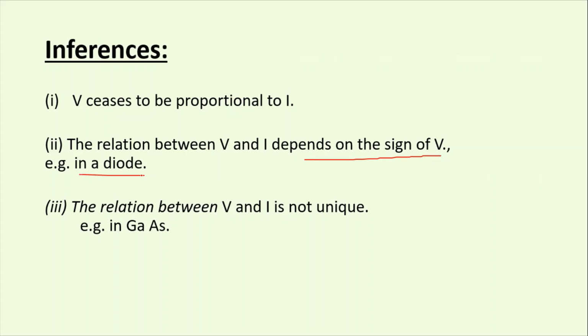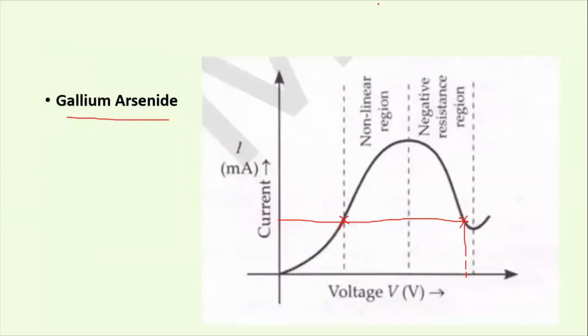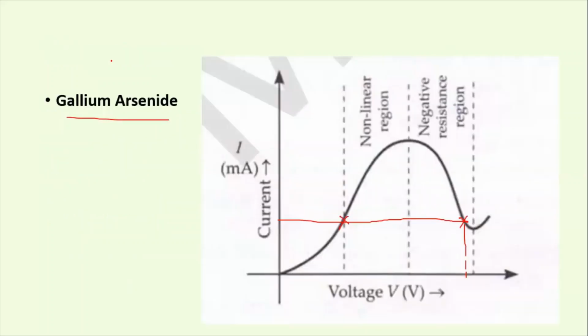In the diode, if you can see, here the variation is different. Here the variation is different. This is the negative voltage characteristic and this is the forward bias; reverse bias we call it. Okay, RB, FB. You will be studying this in more detail in chapter 14, semiconductor devices. The relation between V and I is not unique in gallium arsenide. I told you already, you get two values of current for different voltages. So as a result, this is non-ohmic.